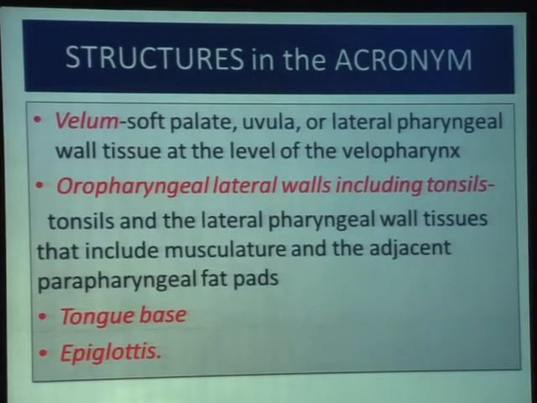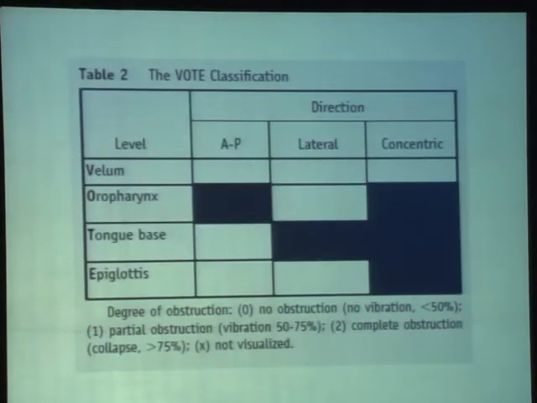So what are the structures of the acronym? Velum, as you've seen from the big velum; O stands for oropharynx, T for tongue base, and E for epiglottis. Each one of them you're supposed to see and examine. Now, velum can collapse in an AP way, laterally, or concentrically, and based on that, you give particular marks to it, like how we do in pediatric airway. So 0, 1, 2, and not visualized.